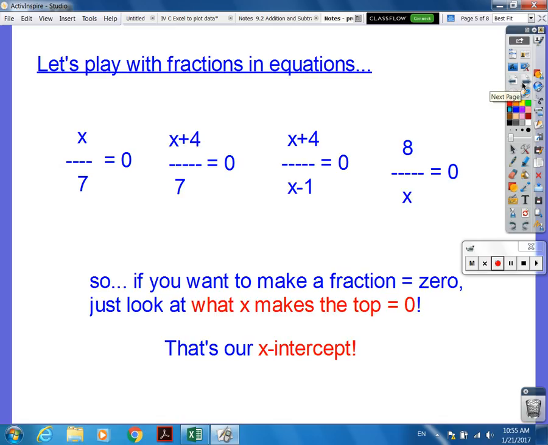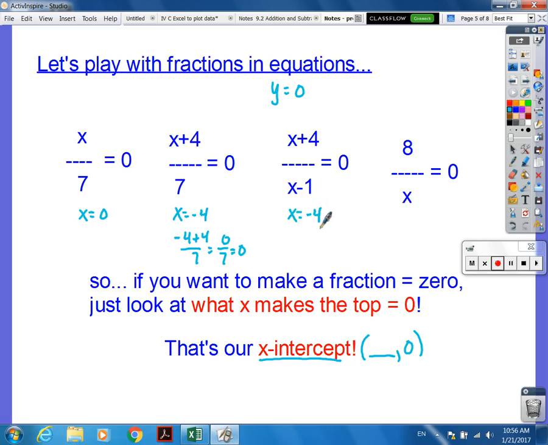Next part of the graph is a little bit crazy with fractions. We're trying to figure out what x makes the top 0, because if I can make the fraction equal to 0, that's when y is 0. So I'm looking for x-intercepts, right? An x-intercept is some number comma 0. If I look at this first one, how do I make that fraction equal to 0? If x is 0. How do I make this fraction equal to 0? If x is -4, right? Because -4 plus 4 over 7 is 0 over 7, which is 0. Focus on the top. Even if there's something busy down here, x would be -4 here.